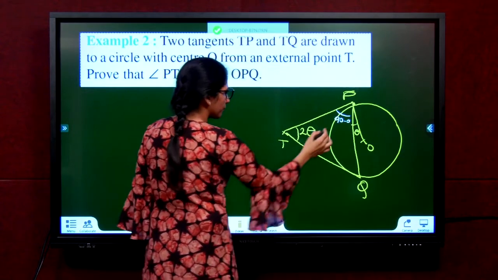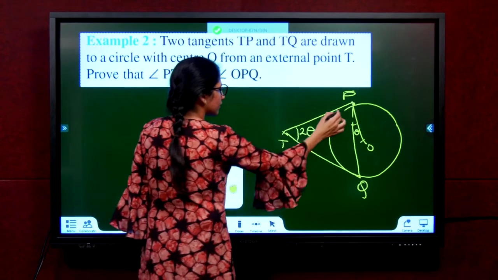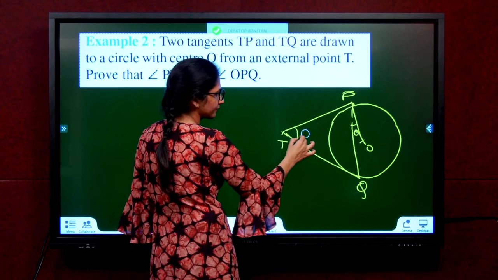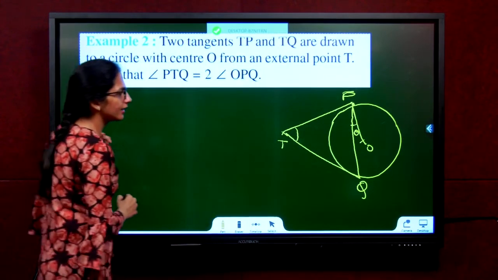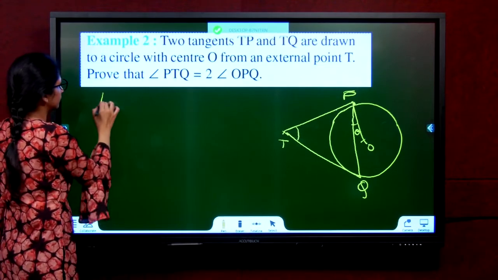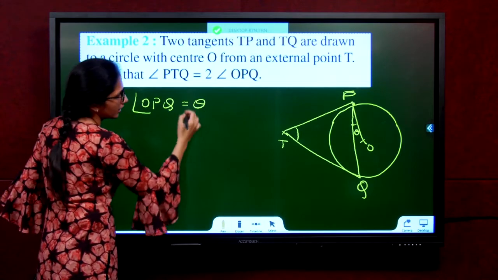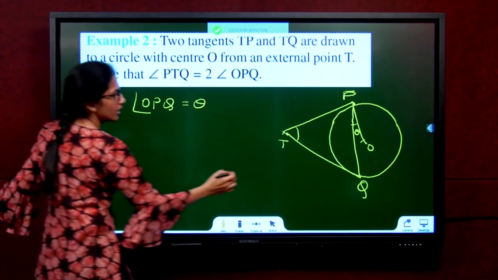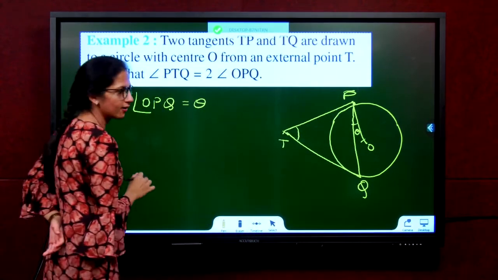See, this is what you have to prove. We will do this once again. This is what you have to prove, 2 theta. So we don't know it is 2 theta yet. It's not given. So first let us start with: let angle OPQ be theta. What will this remaining angle be? 90 minus theta. How? This whole thing is 90. This is theta. So this is 90 minus theta.